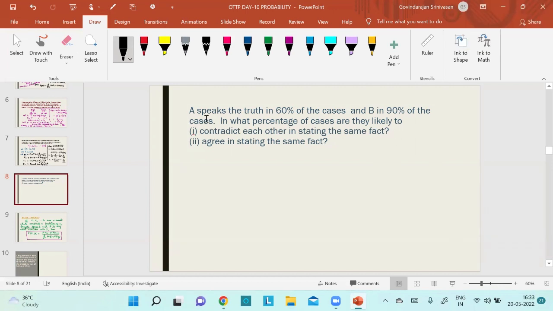A speaks the truth in 60% of the cases, and B speaks the truth in 90% of the cases. In what percentage of cases are they likely to contradict each other in stating the same fact? Is it contradict each other, or do they agree in stating the same fact? In what percentage of the cases do they contradict each other in stating the same fact?